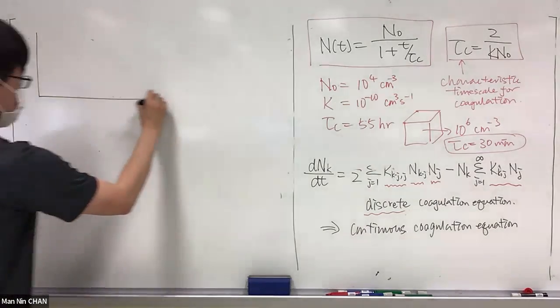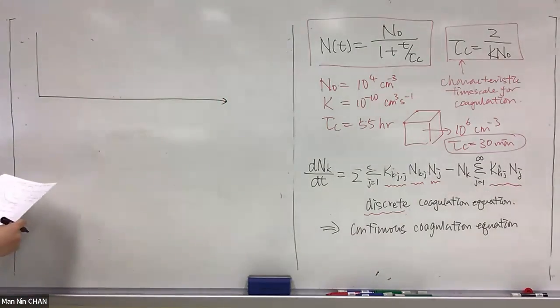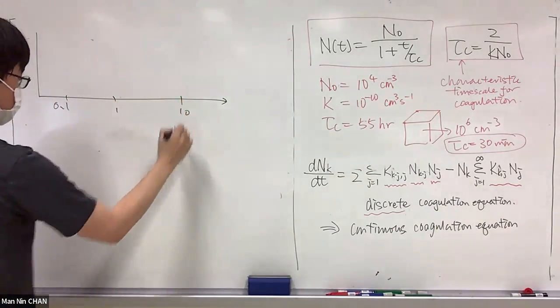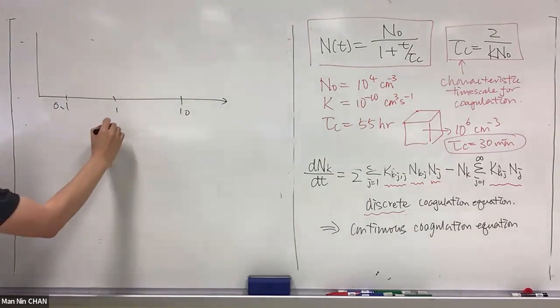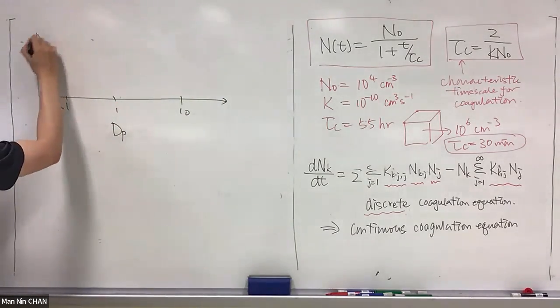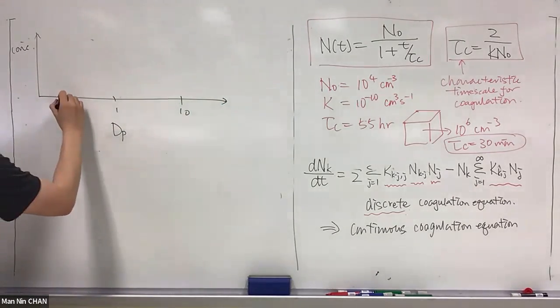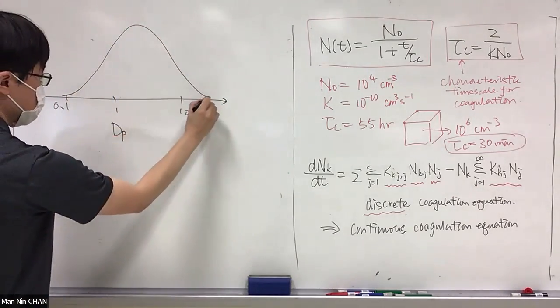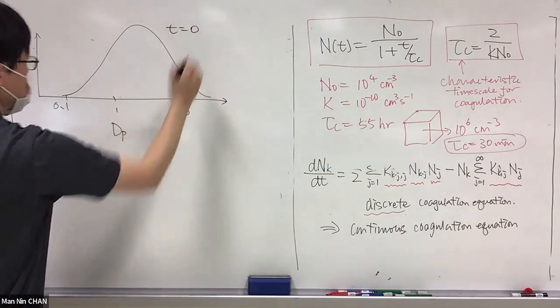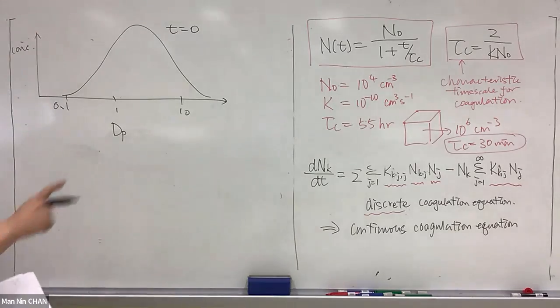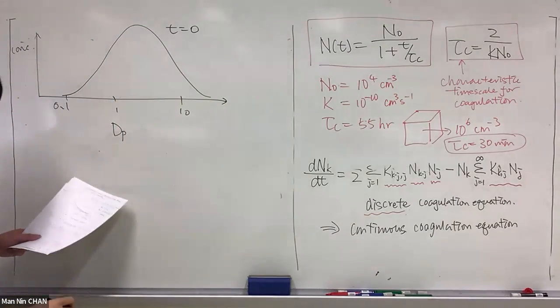So this is the size of the particle, and let's say this is your concentration. Initially, you have a distribution like this, say time equal to 0. So this is your initial concentration. And then, of course, when you allow the coagulation to happen, how will it affect this graph?